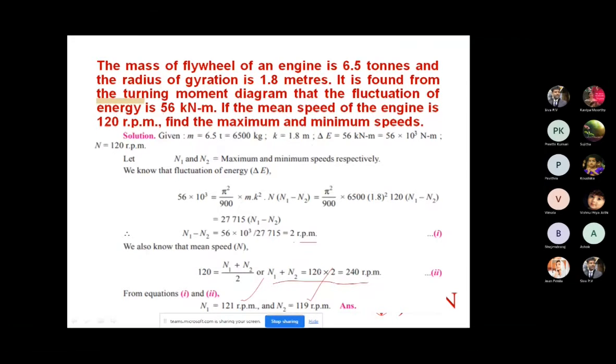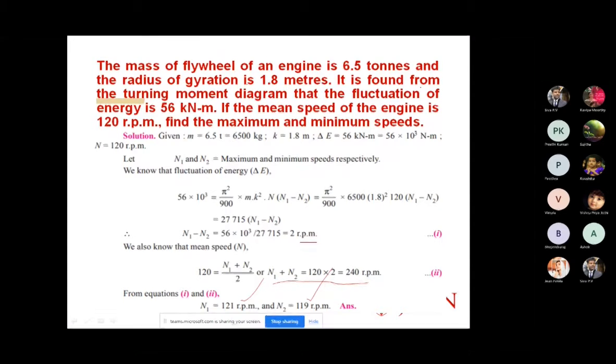Anyone please respond. Clear, ma? Is it clear? Yes, sir. Okay, ma. Just simple, ma. Simple. Just a formula and substituting. Right? Simple.